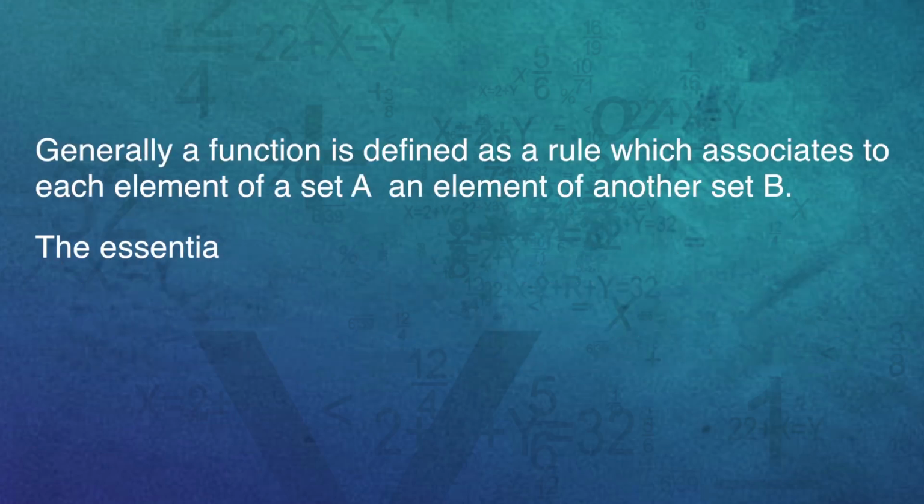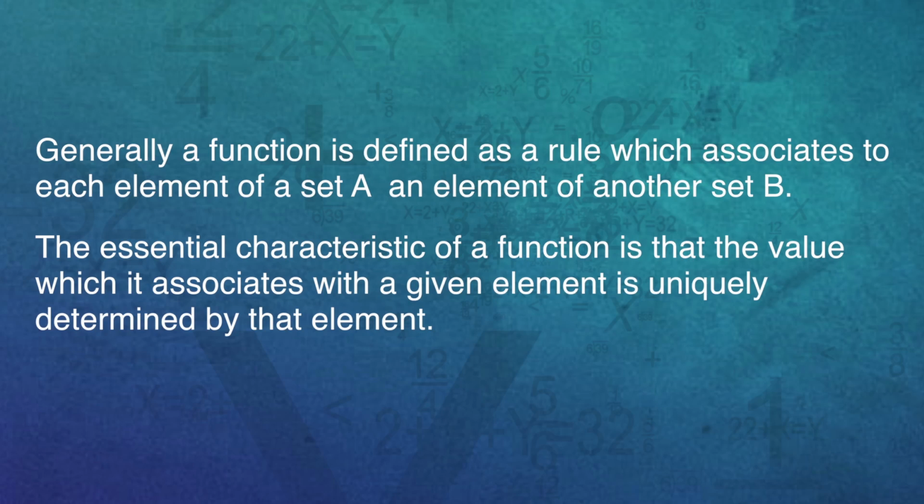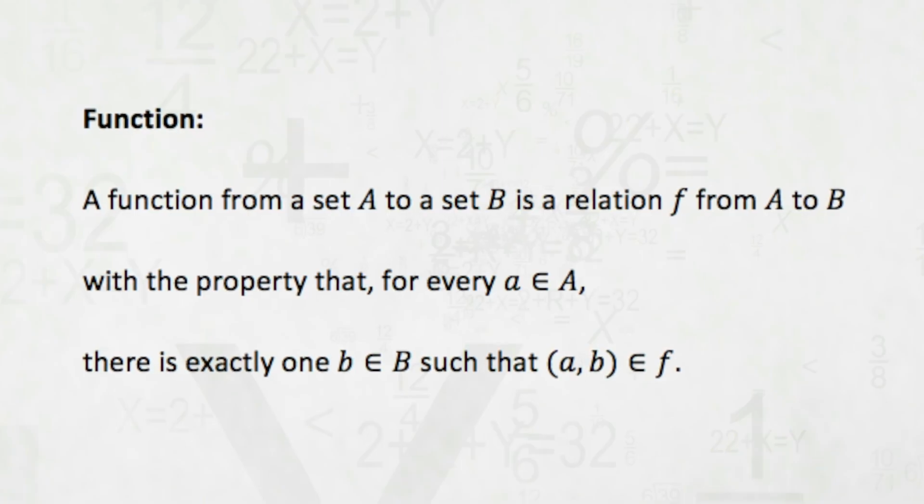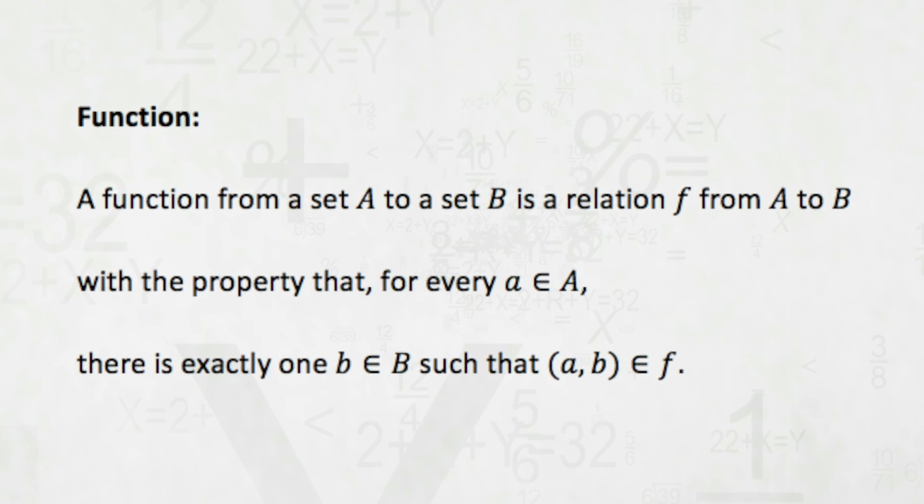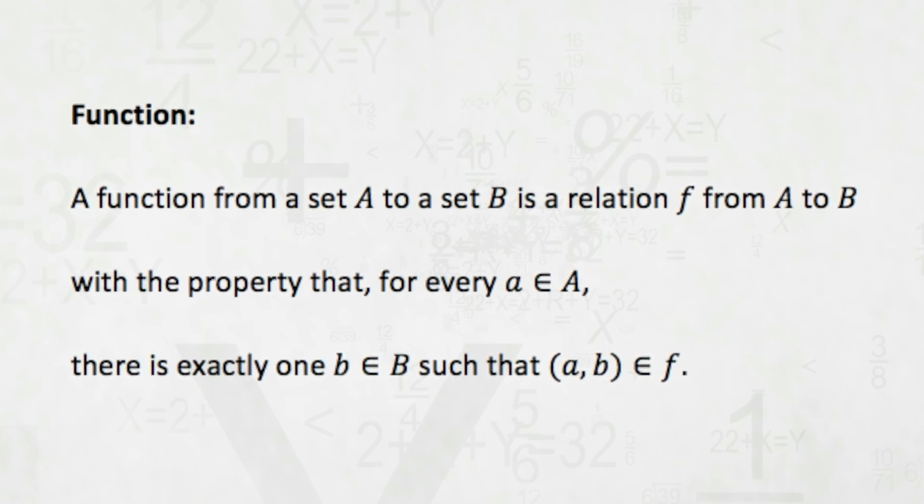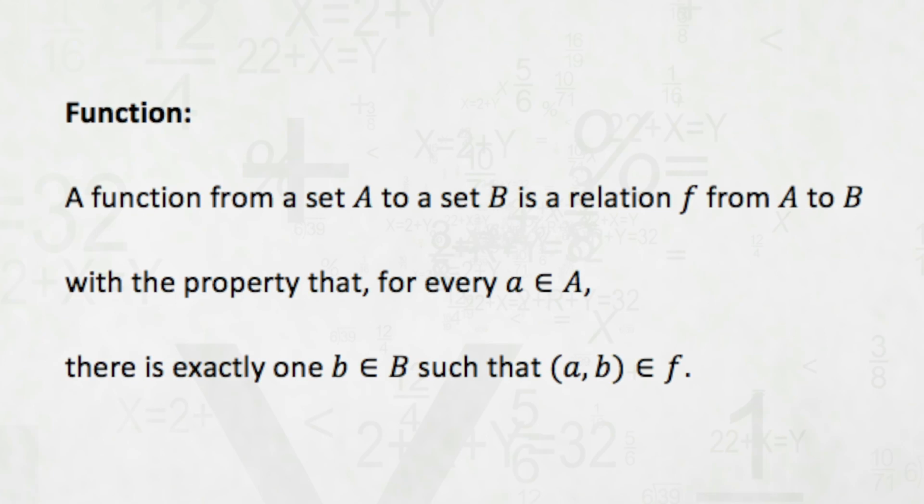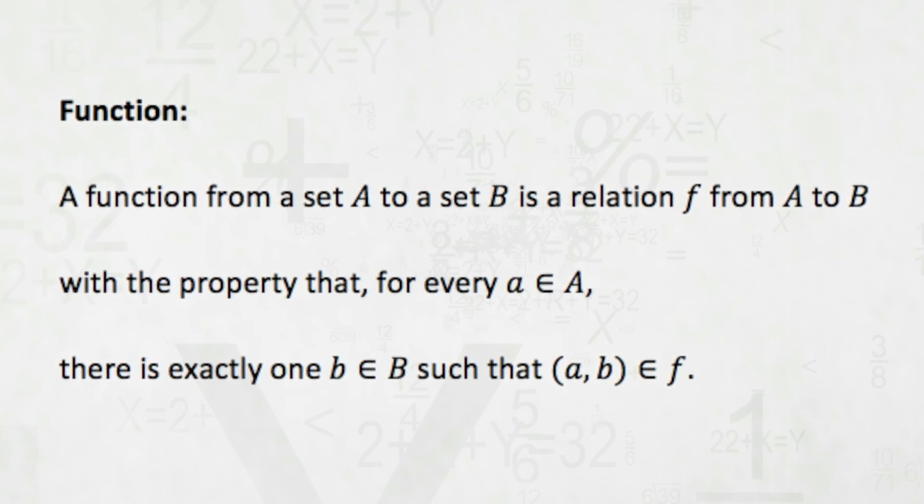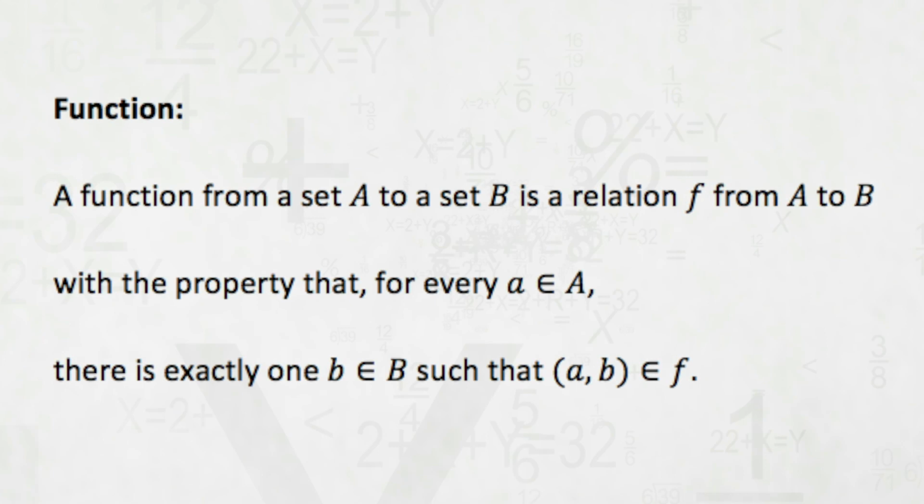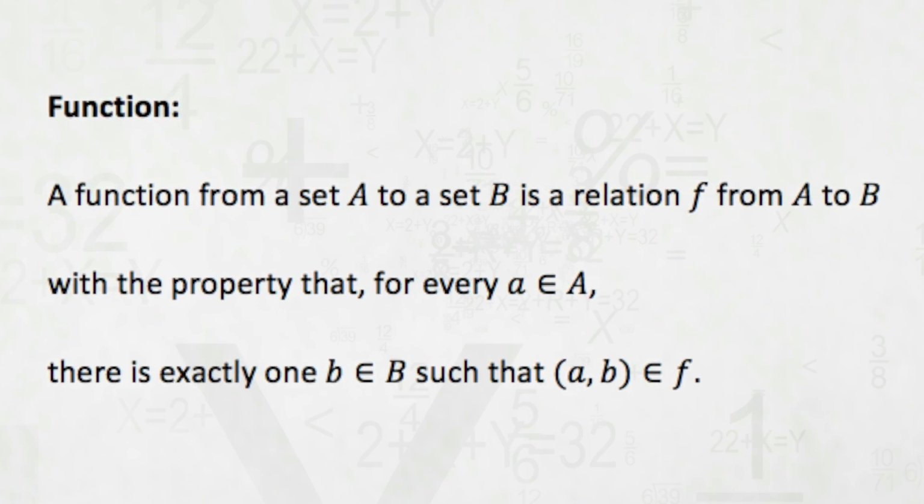Generally, a function is defined as a rule which associates to each element of a set A an element of another set B. The essential characteristic of a function is that the value which it associates with a given element is uniquely determined by that element. A function from a set A to a set B is a relation f from A to B with the property that for every a belonging to A, there is exactly one b belonging to B such that the ordered pair (a, b) belongs to f.